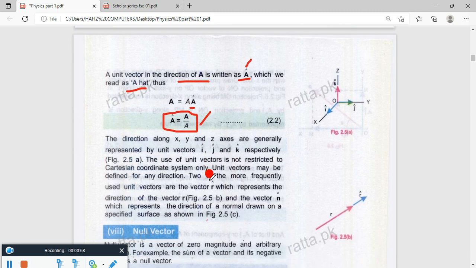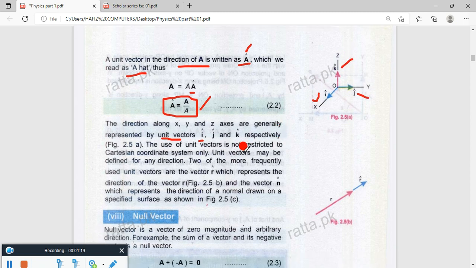So the directions along x, y and z are represented by unit vectors i cap, j cap and k cap respectively, as shown in the figure. In the direction of x, our unit vector is represented as i cap, in the y direction as j cap, and in the z direction as k cap respectively.